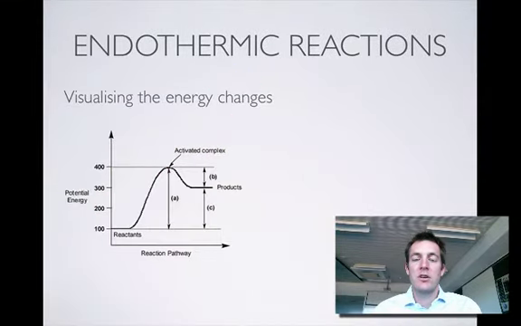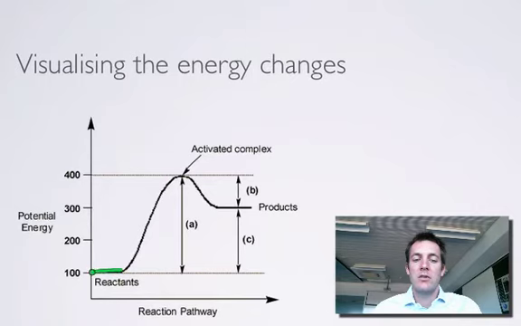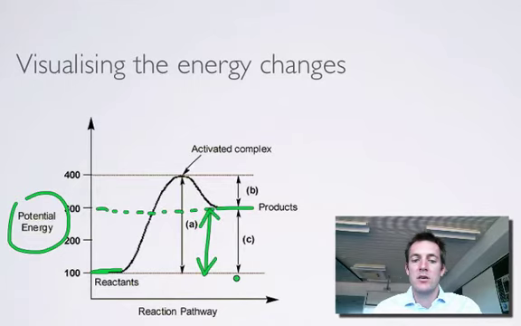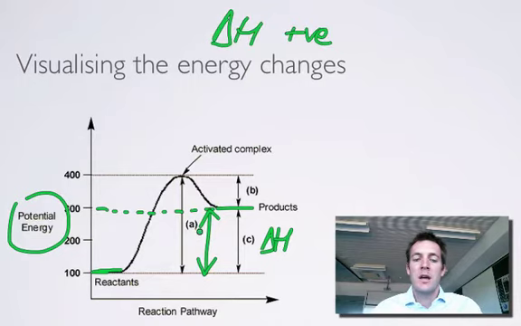So let's have a look at those things on an endothermic reaction profile, or an endothermic energy level diagram. Remember, on an endothermic change, the reactants will be lower than the products, so the potential energy, or the enthalpy, will have risen. So the difference in height between those two levels, which is marked C on this graph, is the enthalpy change. And you might remember, hopefully, that the enthalpy change for endothermic processes is positive, because it's gone up.